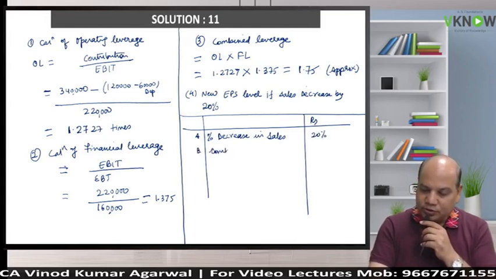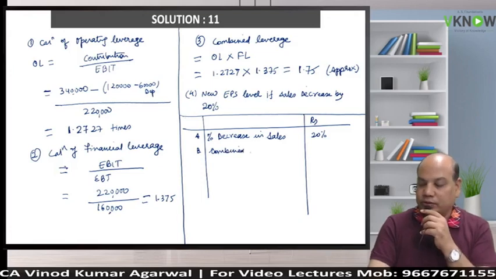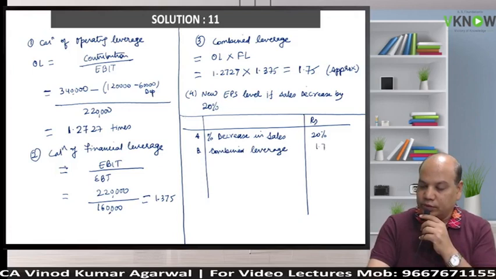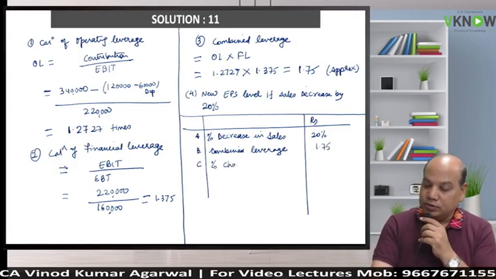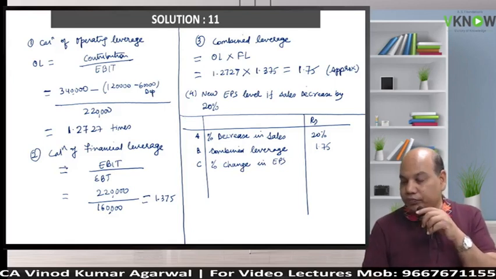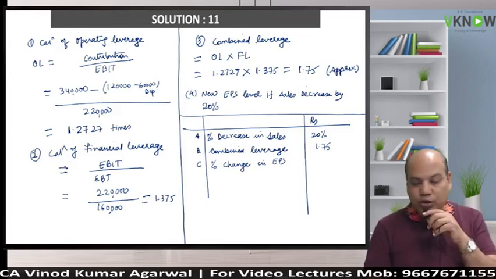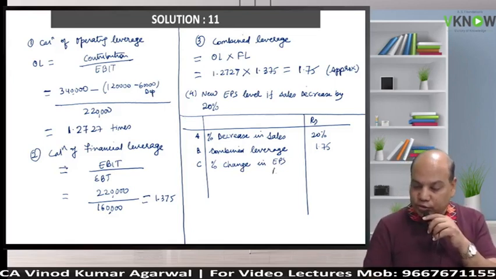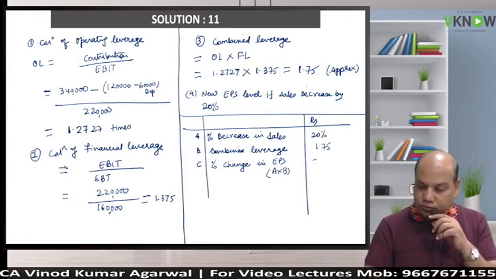Combined leverage. How much is combined leverage? 1.75. So can I find out percentage change in EPS? Sales versus EPS is linked through combined leverage. Okay. Dear student, please reply. 20 into 1.75, A into B. Is it 35%?